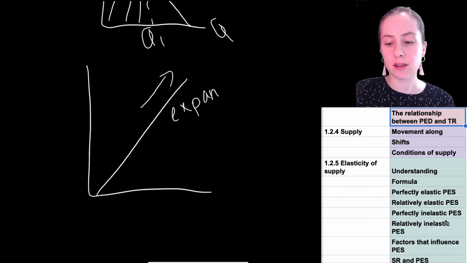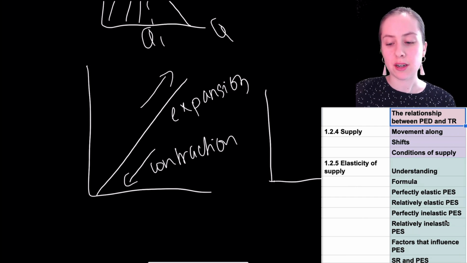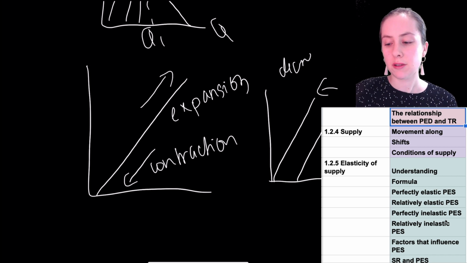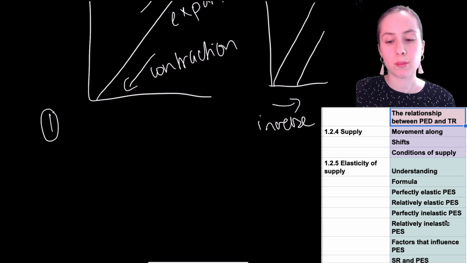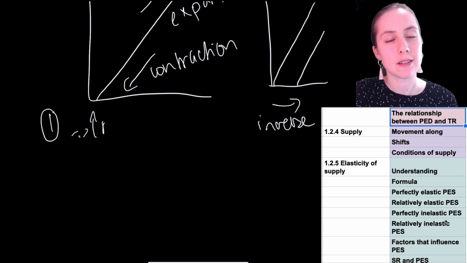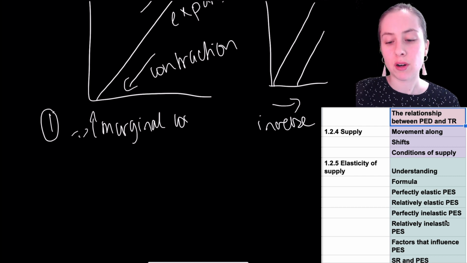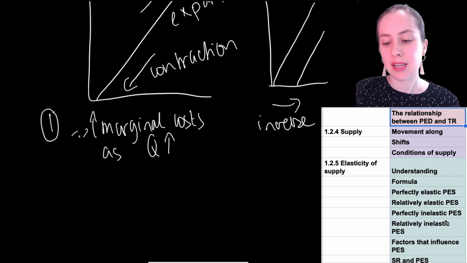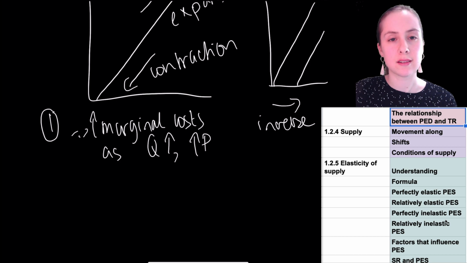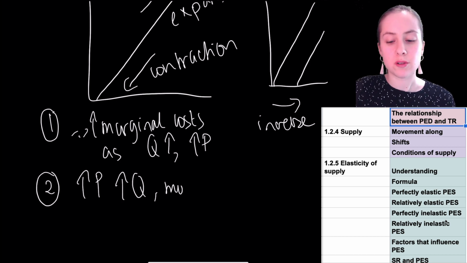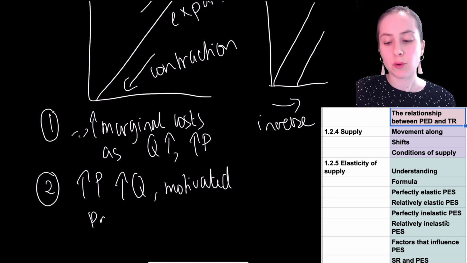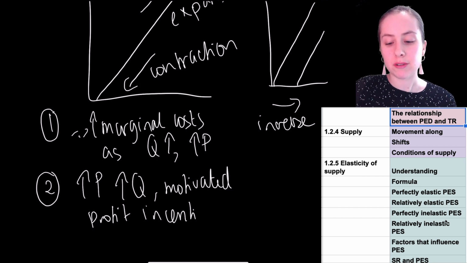Supply curves, same thing. If you move up, you're dealing with an expansion. If you move down, you are dealing with a contraction. A shift to the left is a decrease, and a shift to the right is an increase. Supply curves slope upwards primarily because it's more expensive to produce more units. We say marginal costs increase as quantity increases, forcing firms to increase price. Firms also want to produce more the higher the price because it gets them more motivated. There is a profit incentive.